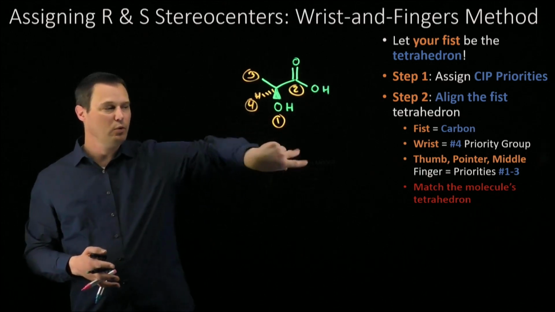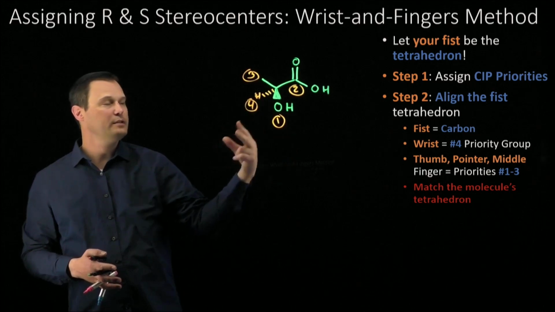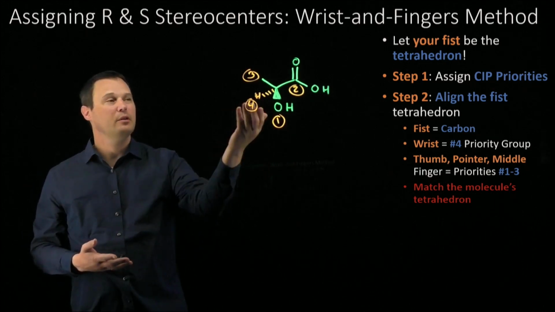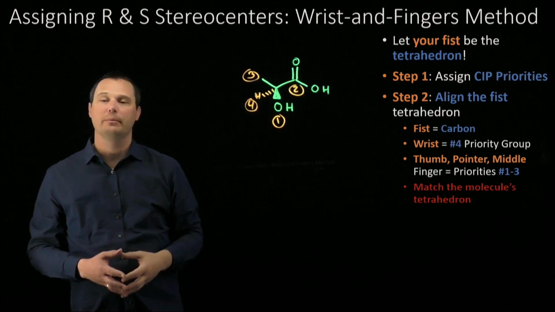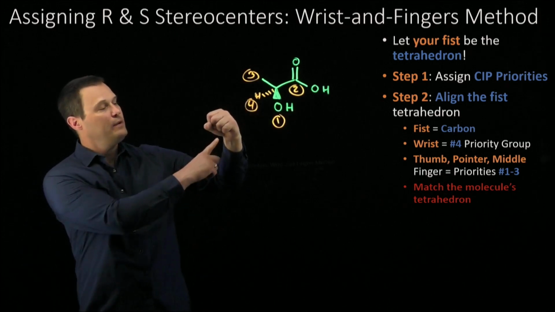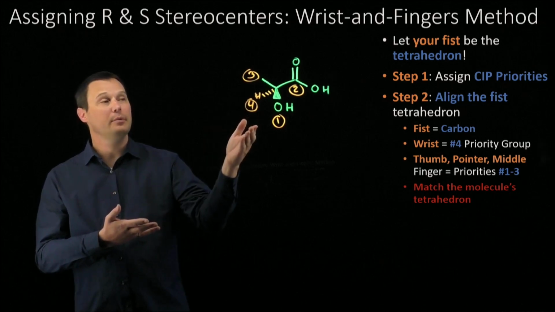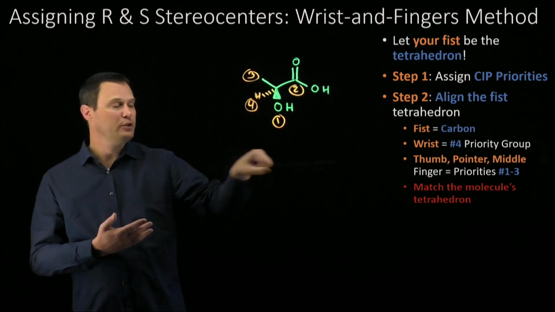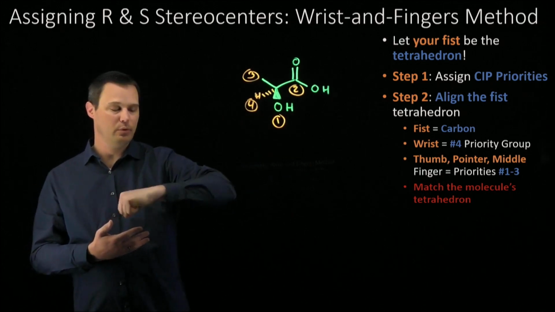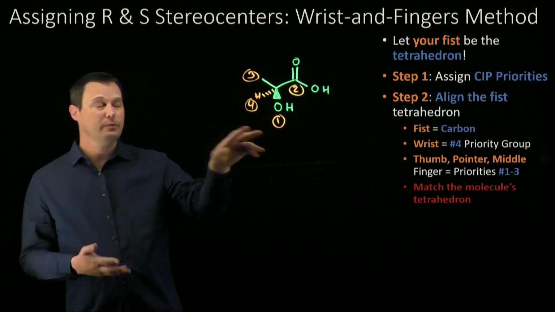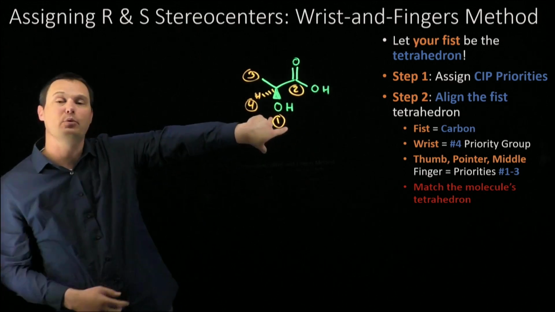However the molecule is oriented, if you can always point your wrist in the direction of priority number 4, this method will work. For this molecule, the number 4 group is on a dash pointed away from you. So you'll take your wrist and you'll point it away from you towards the number 4 group in the molecule. If the number 4 group was one of the in the plane bonds, you would just orient your fist and your wrist towards the number 4 group, whatever orientation it happens to be in. And if number 4 was on the wedge bond going towards you, you would turn your fist around so that the wrist is pointed towards you.